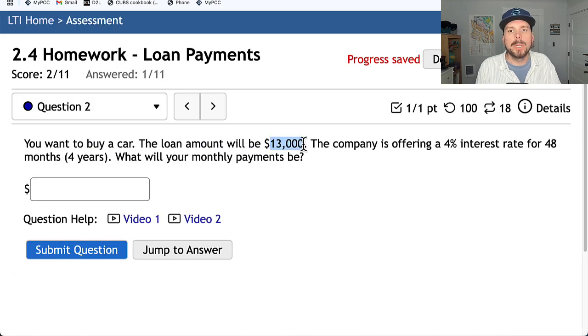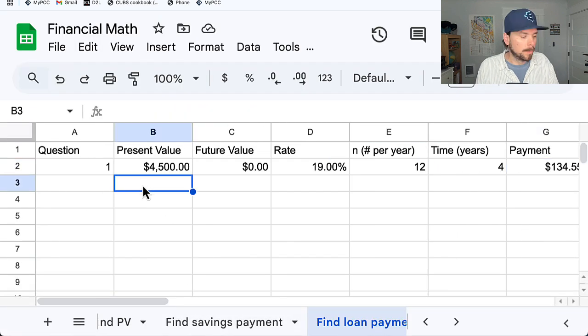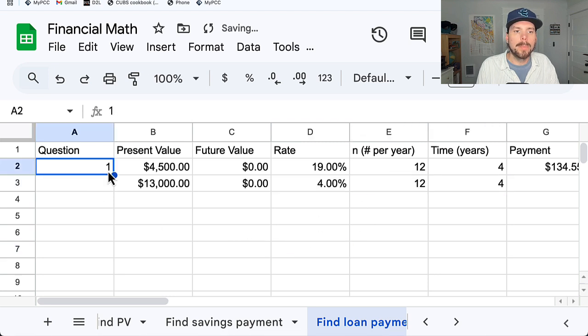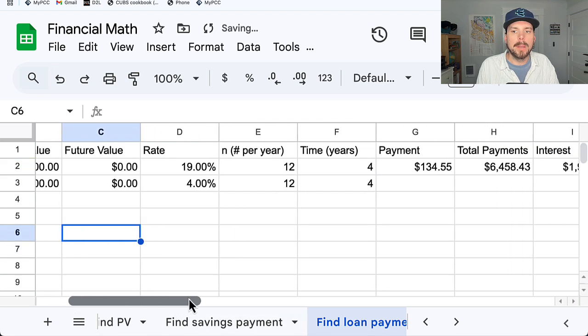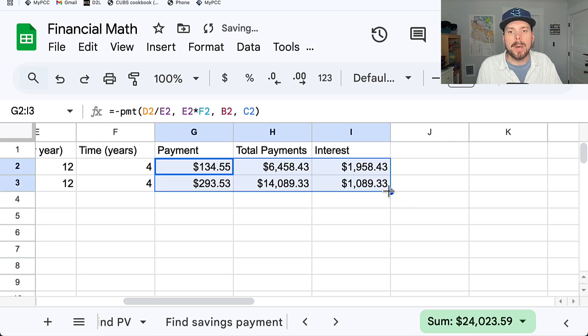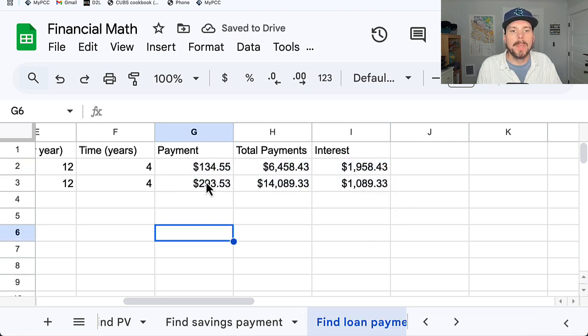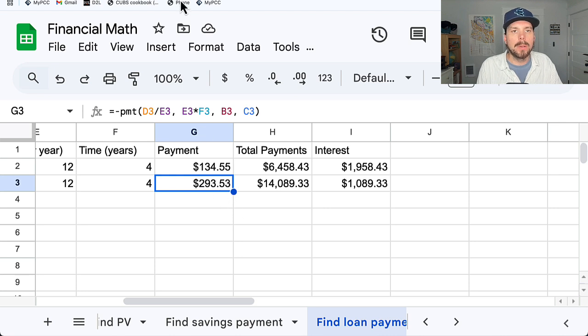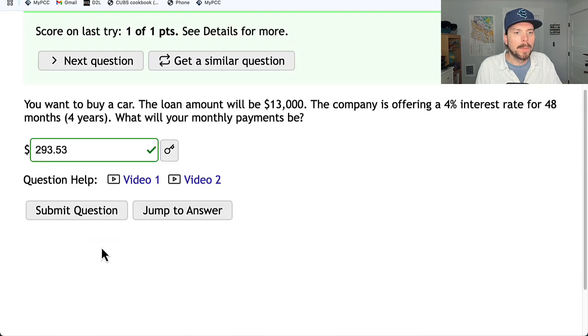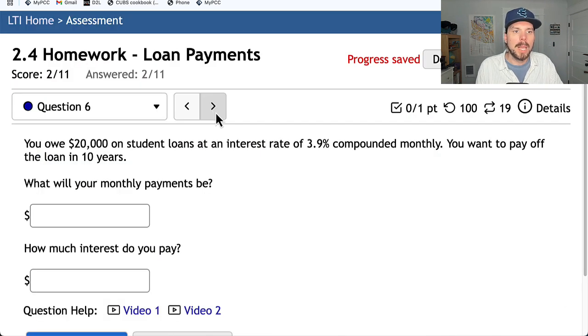Now let's change it to a $13,000 loan at 4% for 4 years. So the 12 and the 4 remain the same, and I updated the other information. And then to apply those same formulas, I'm just going to highlight them and use that fill down feature, bottom right corner of the cell, just dragging that down. And now I've got a $293.53 payment for my next problem. It's not until number 6 where you do need to find that interest amount.